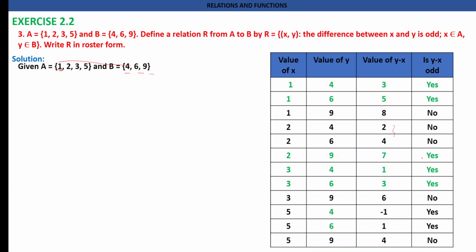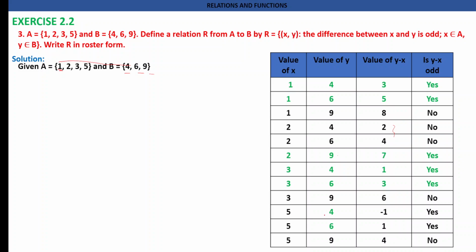Is it R? Yes. Next, let us take 3. 3, 4, 3, 6 and 3, 9. 4 minus 3 is 1. 6 minus 3 is 3. 9 minus 3 is 6. Among these, the first two are R. The second one is not R.